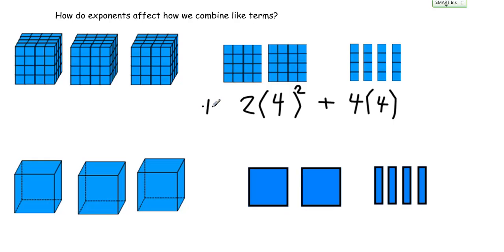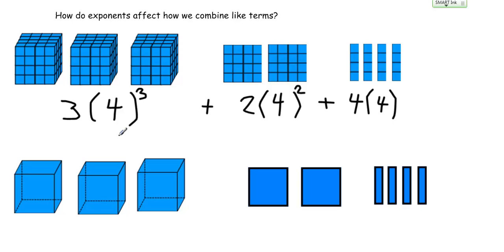And we're adding to that, we have 3 groups of these. And now let's think about what we might call these. These are cubes, right? So they're cubic units. And isn't this 4 cubed? 4 cubed. This is a numerical expression that fits the model that you see here at the top.